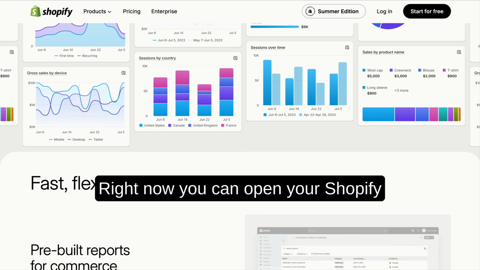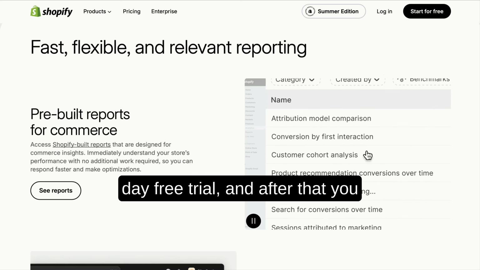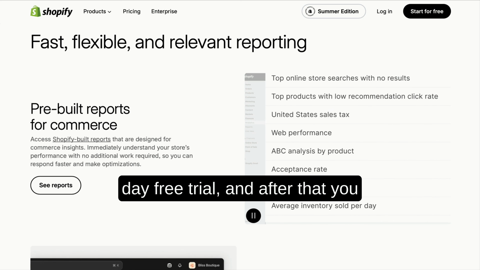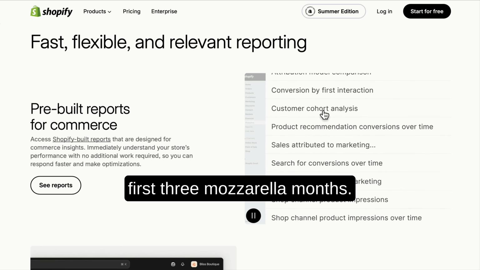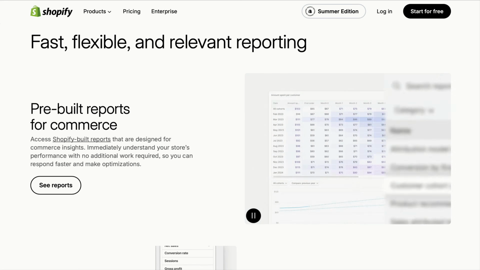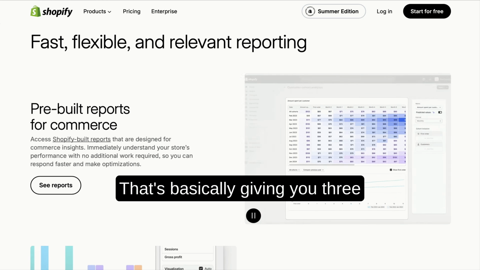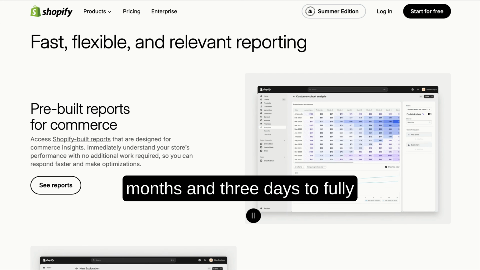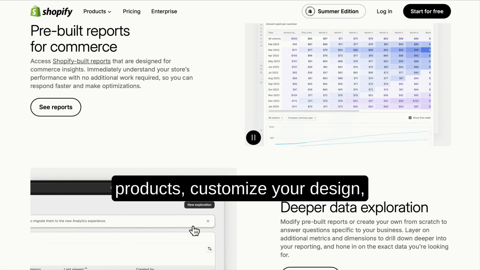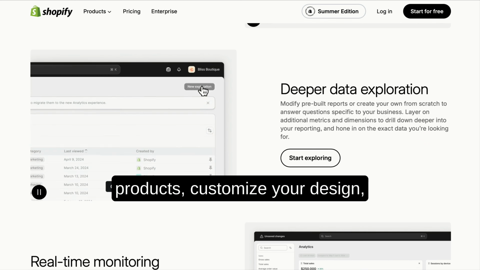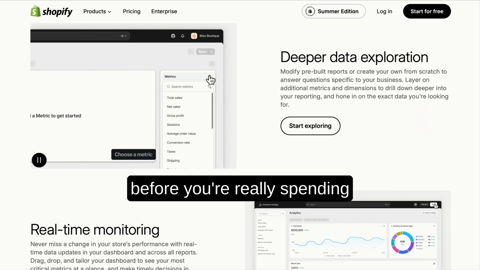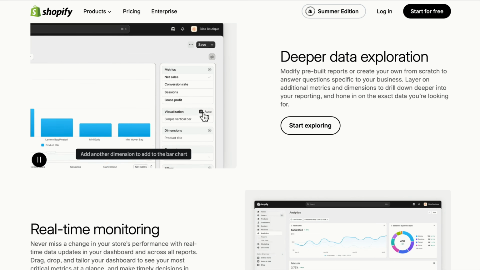Right now, you can open your Shopify trial account with a 3-day free trial, and after that, you only pay $1 per month for your first months. That's basically giving you 3 months and 3 days to fully build out your store, test products, customize your design, and even start getting traffic before you're really spending anything significant.